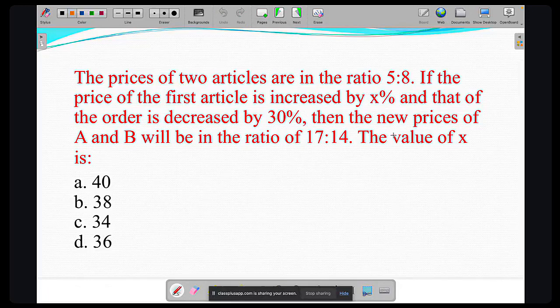Think about this question. The price of two articles is in the ratio 5:8. If the price of the first article is increased by X percentage and that of the other is decreased by 30%, the new prices of A and B will be in the ratio 17:14. Find the value of X. Very important question. Think. Two articles I have. The price is 5:8. You can assume 500, 800, 50, whatever.